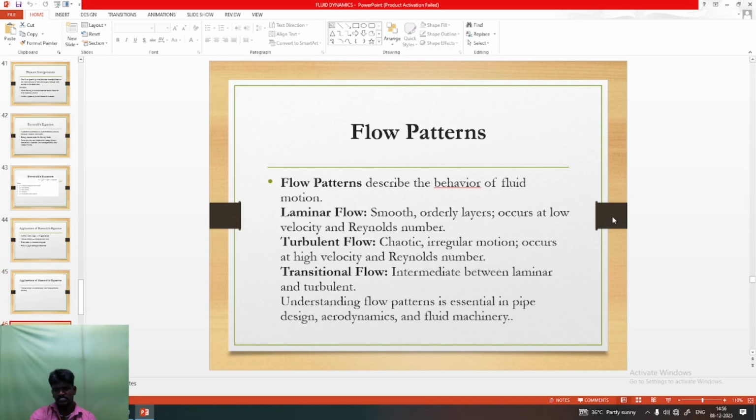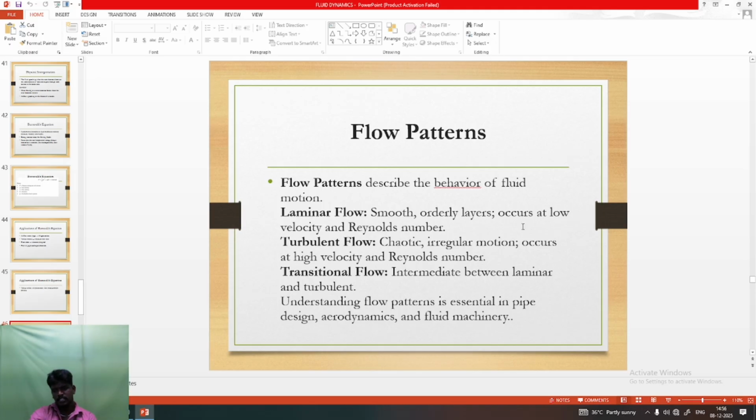Then next we move to flow patterns. Flow patterns describe the behavior of fluid motion. The first one is laminar flow. Laminar flow means Reynolds number less than 2000. It depends upon the Reynolds number.